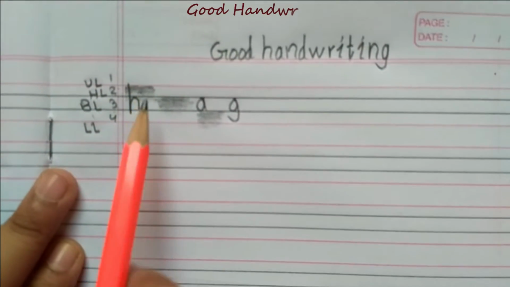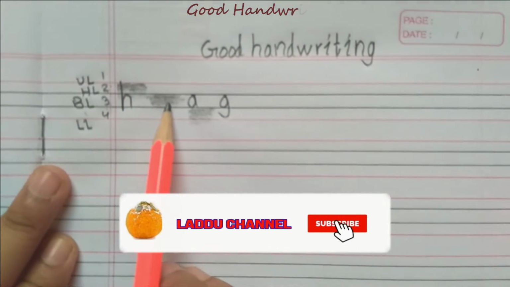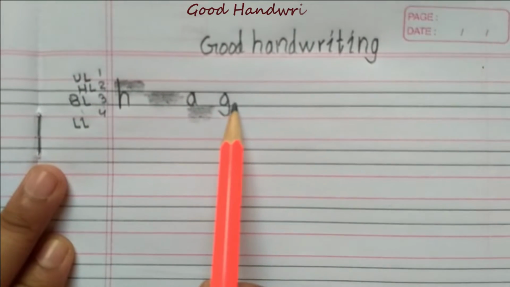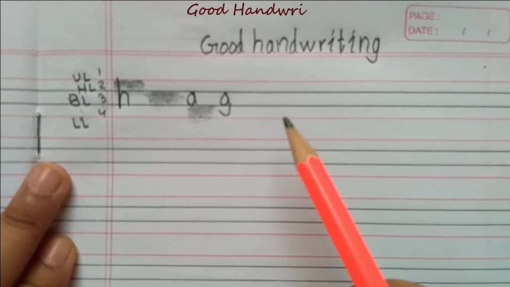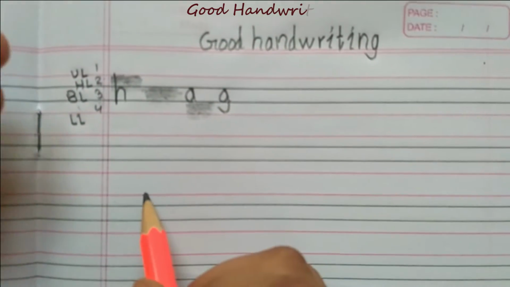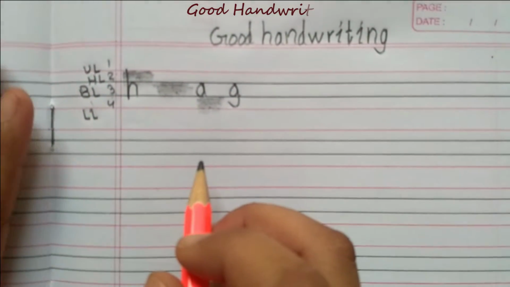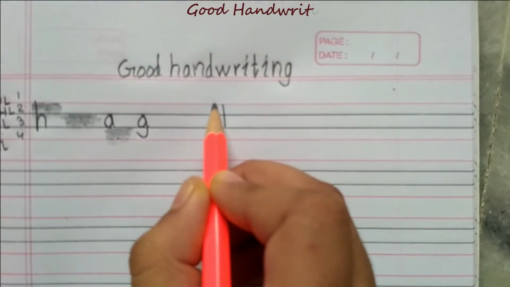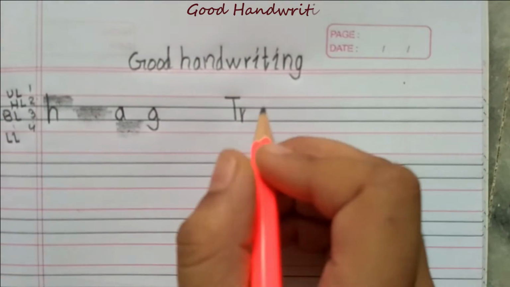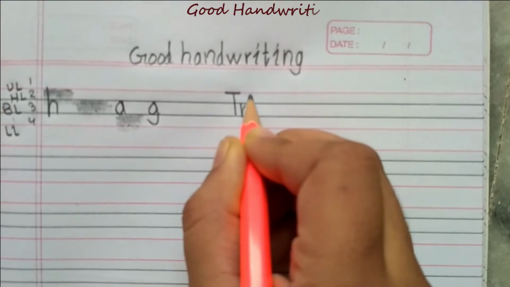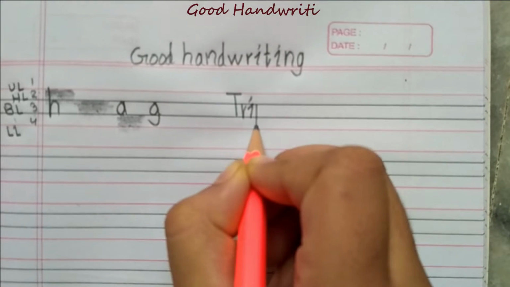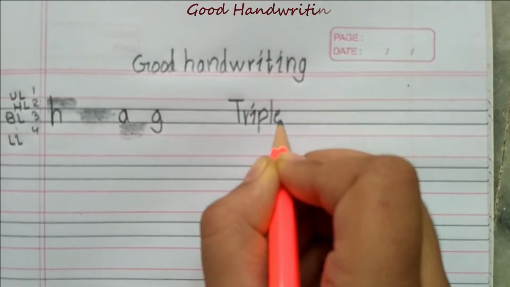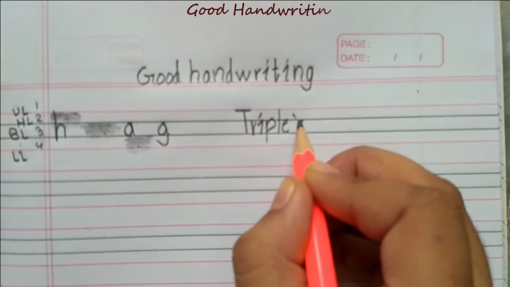Upper zone area, upper zone letter. Middle zone area, middle zone letter. Lower zone area, lower zone letter. Next, we have to know the famous principle, the triple S principle.